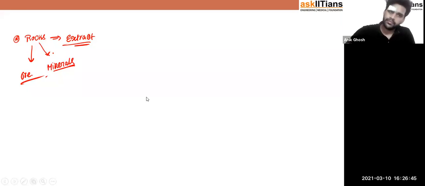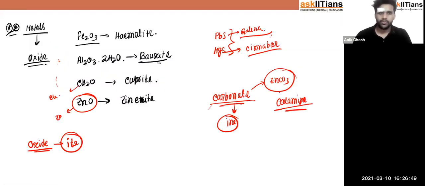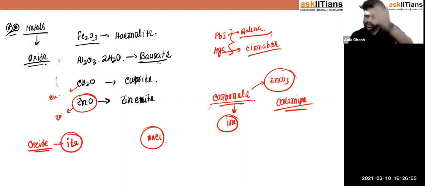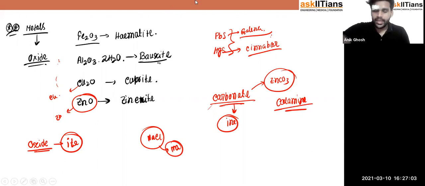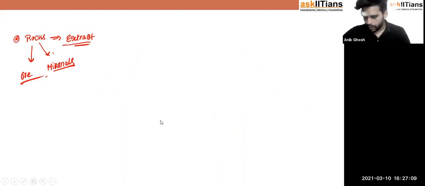Now, one more thing I forgot to tell you about is the chloride ores. So NaCl is one of them. NaCl is rock salt, which is the chloride source of sodium. From here we take out sodium via electrolysis. So far I think you have got a pretty good idea about all these minerals and ores, right?